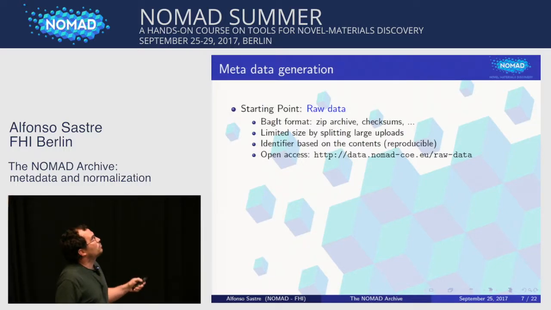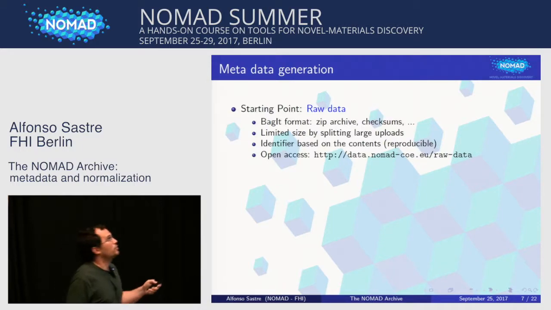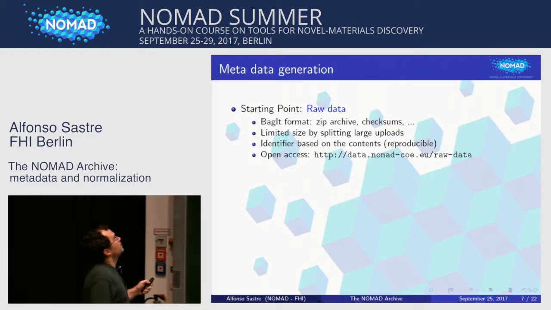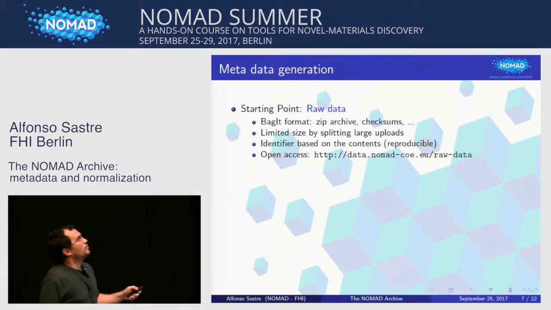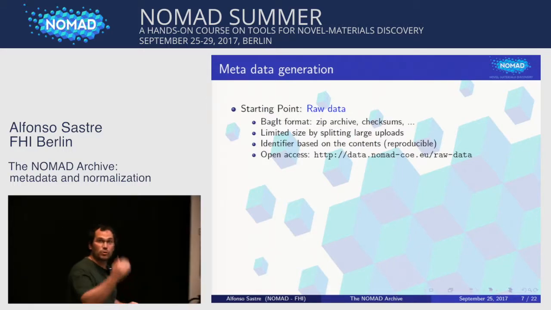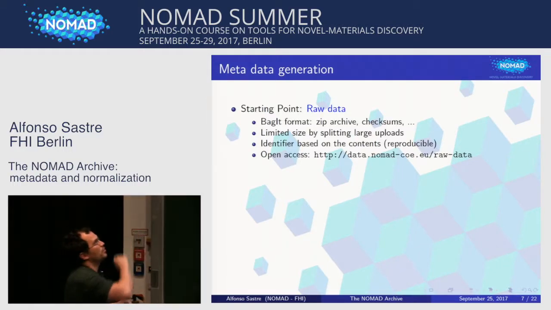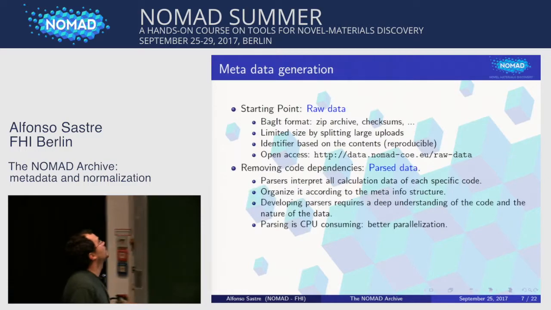You have access only to open access data. All that I'm going to talk about here is only for open access. We don't process the restricted calculations. You can download directly on this web page. So here you have access to all the raw data we have in the archive. If you want to download it, this is similar to the repository.